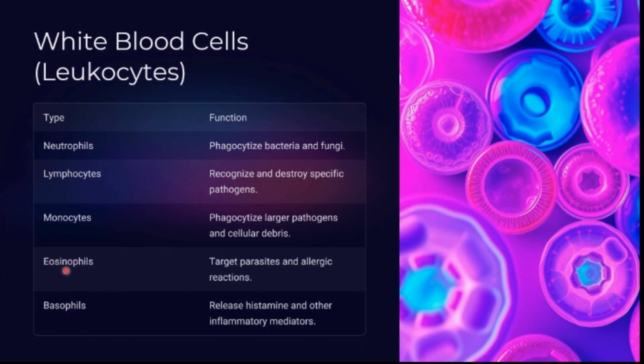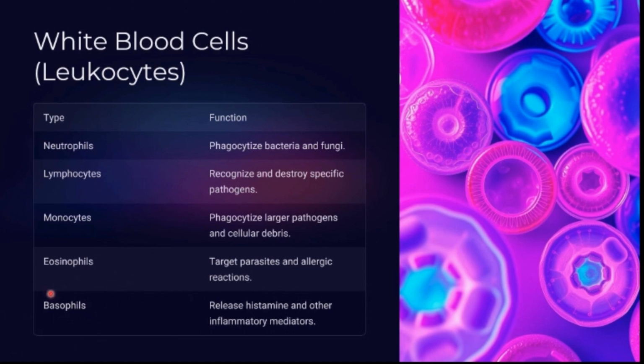Next we'll see eosinophils. We are speaking about granulocytes. So first we saw neutrophils in granulocytes. Second we'll see eosinophils. Their primary function involves fighting parasitic infections and mediating allergic reactions. Okay, parasitic infections and allergic reactions. So elevated eosinophils are seen in allergic diseases like asthma or parasitic infections.